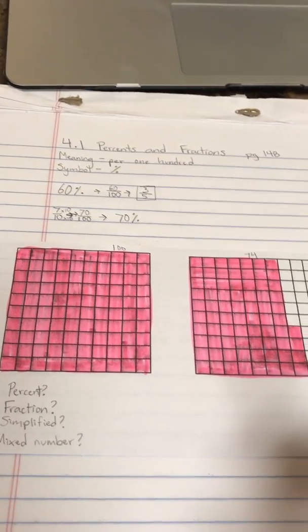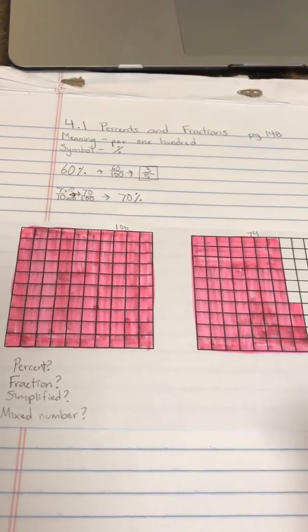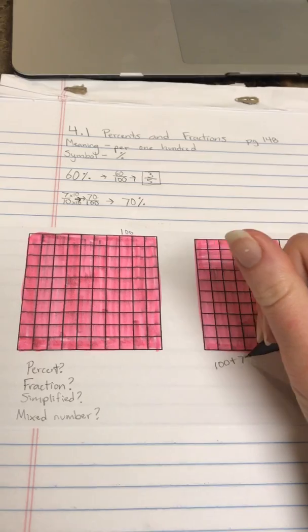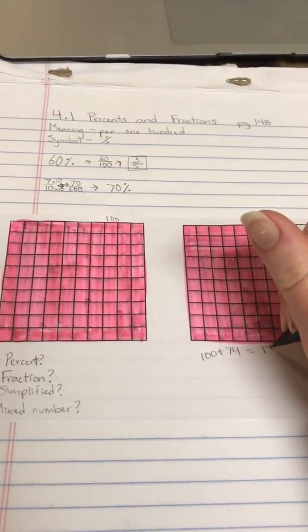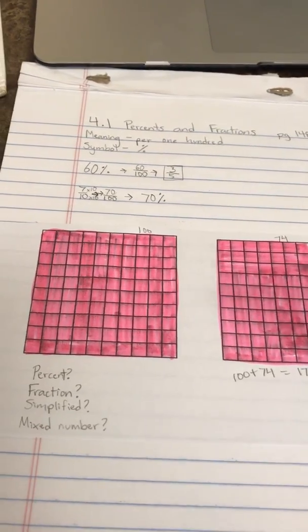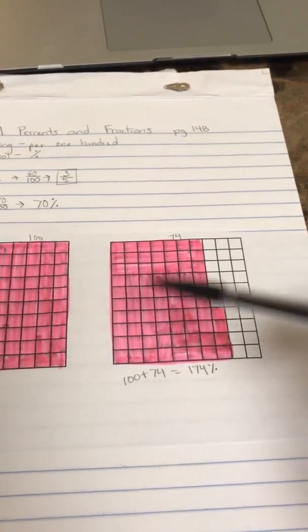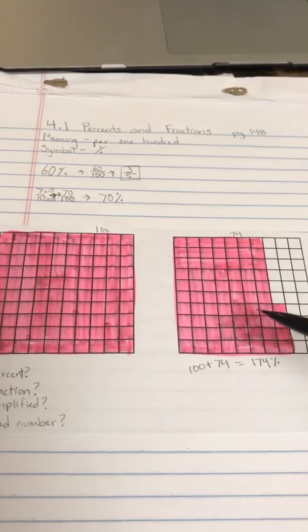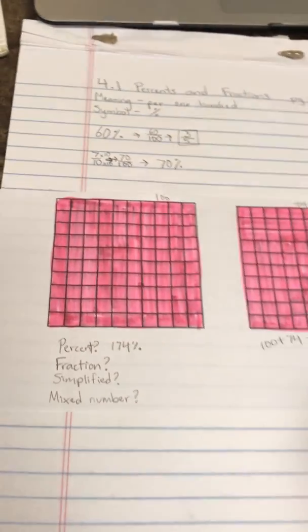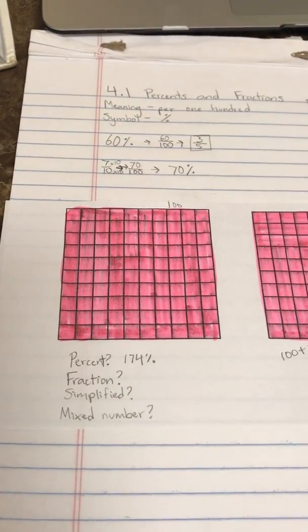Now let's not make this too hard on ourselves, guys. Our percent is going to be our 100 plus our 74, which equals 174%, okay? Because it's as if you got 100% over here and 74% over here. Just add them both together, bam, there you go. 174%, okay?